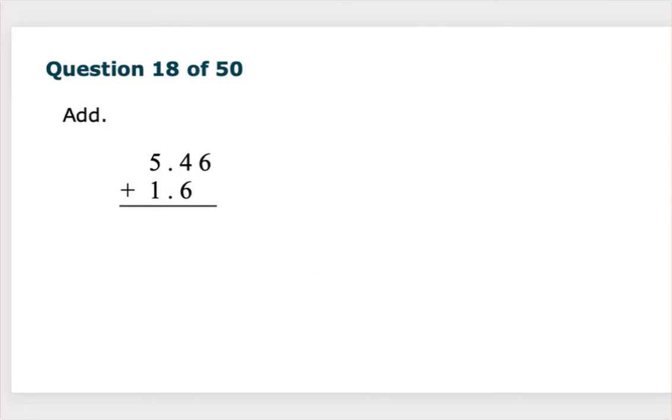Number 18, add. This was very nice of them because they already lined up your decimal for you. So if you want to, you can put in a 0. 6 plus 0 is 6. 4 plus 6 is 10. And 7. We need to bring down our decimal.